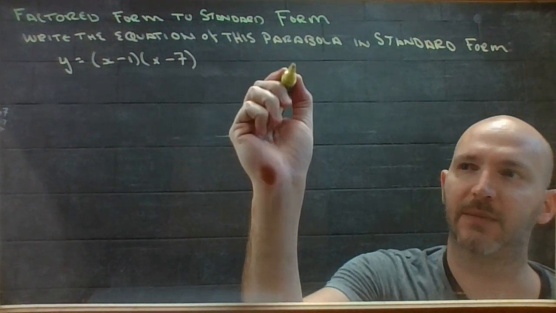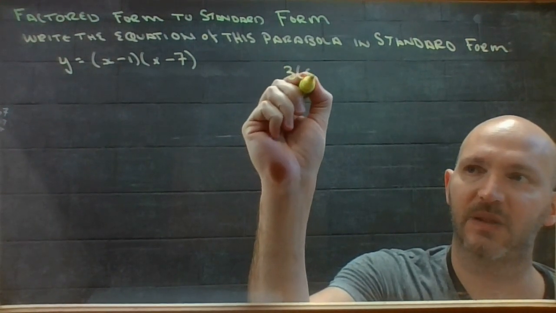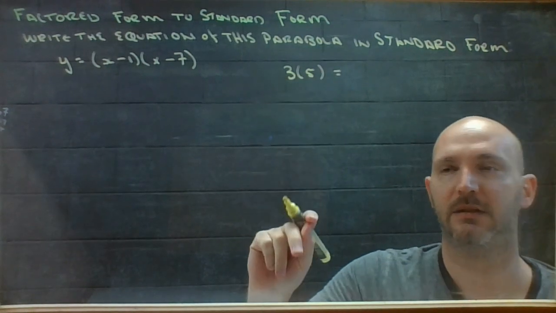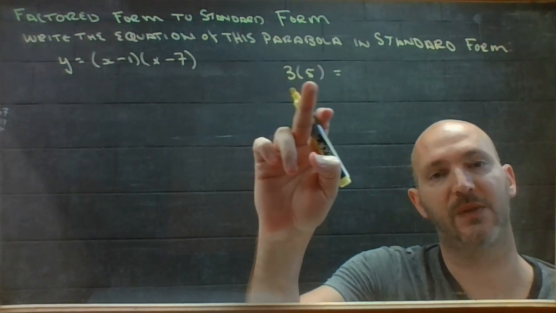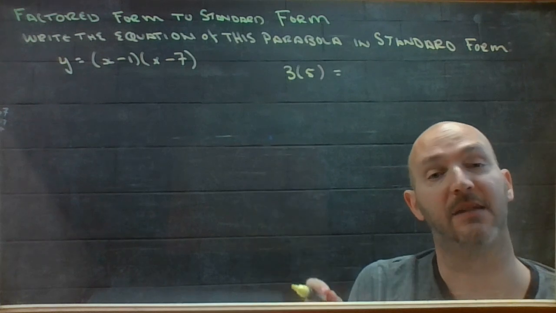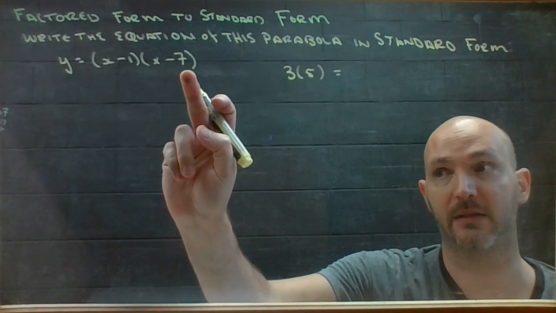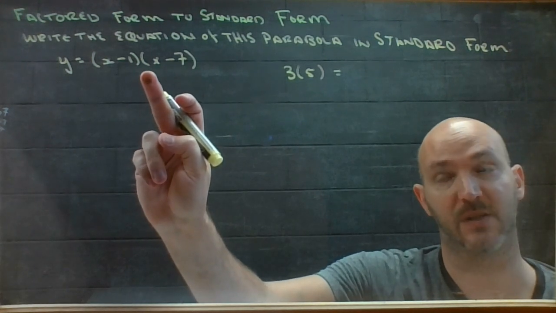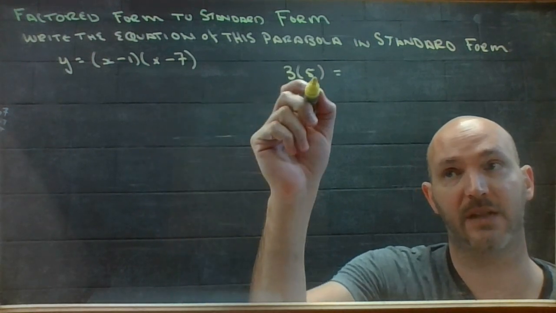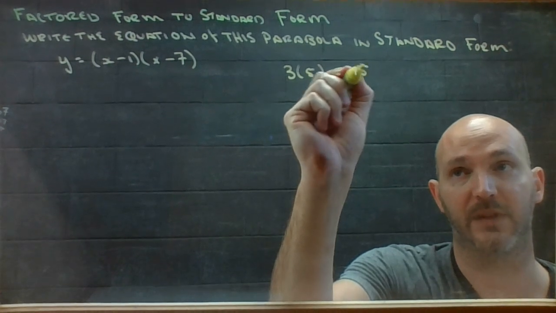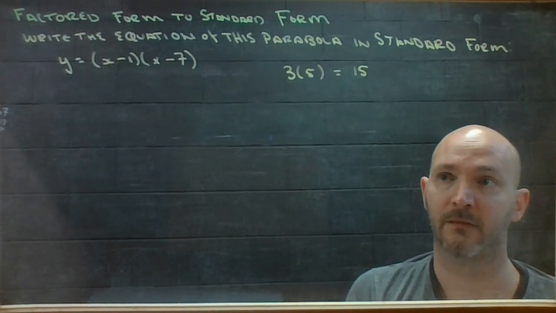So if you have something written like this, 3 times 5, whenever you see two things pressed together like that, it is implying multiplication. So this bracket multiplied by that bracket, you can tell because they're just pushed together like that. So 3 times 5 would be 15.